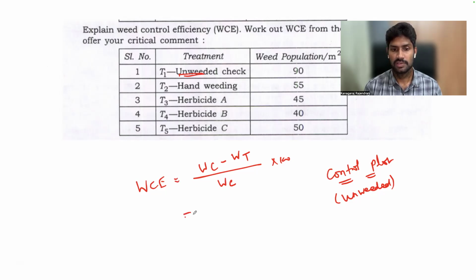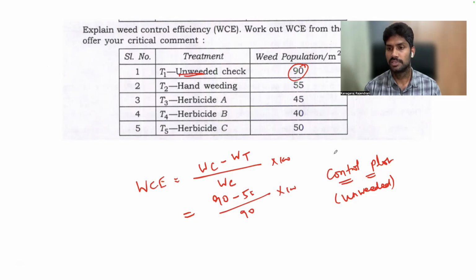Okay, so here we can use the same formula. So this value is fixed. Okay, so there is a 90. So under the unweeded situation, the weed population per meter square is 90 minus after treatment. So we have to calculate for all of these, the A, B, C, and the hand weeding, right? So you have to work out for the remaining 4. So 90 minus 55 divided by 90 into 100. So what is the percentage? Okay. So we have to work out for all these figures.